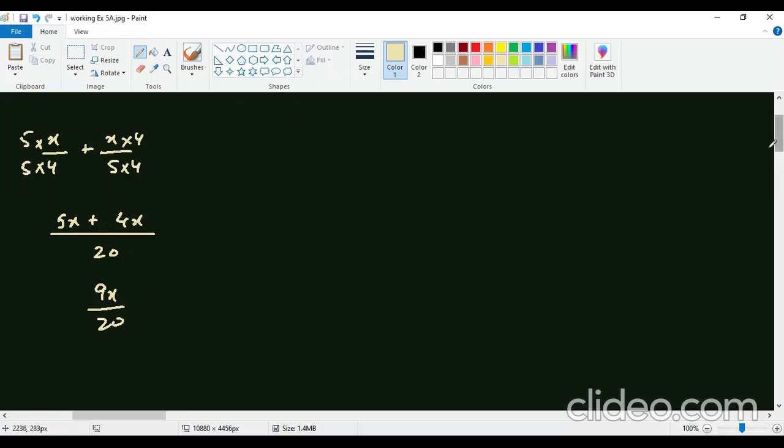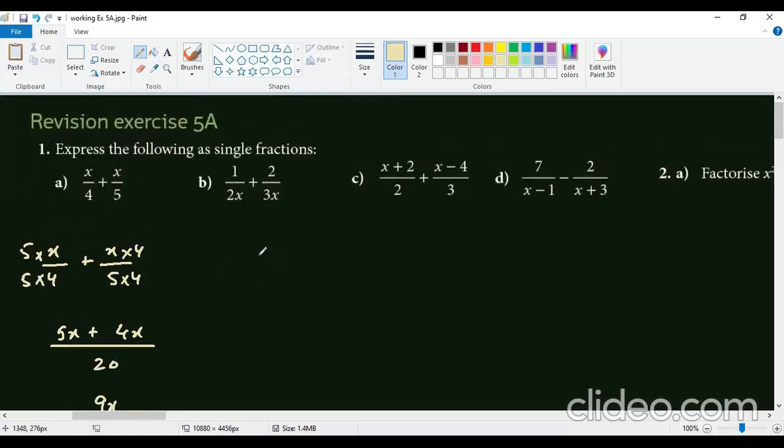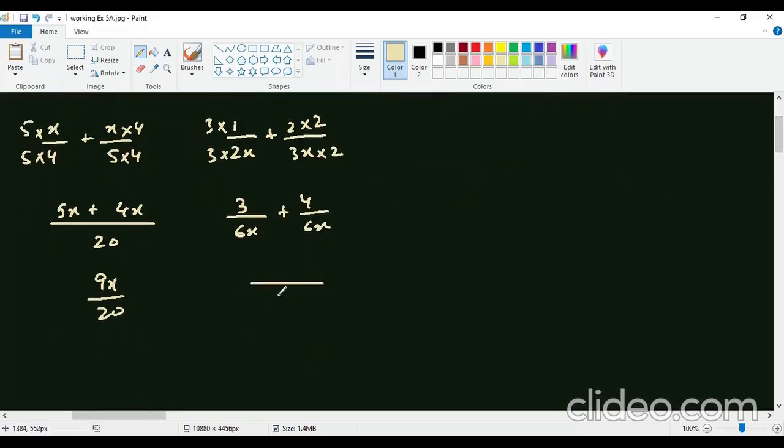Now comes question number B. In here, I am going to write with a little bigger line plus 2 over a little bigger line 3x. I multiply this by 2 and this by 3 to make them equal. I will multiply this by 3 and this by 2. So I will get 3 over 6x plus 4 over 6x. So in this question, your final answer is going to be 3 plus 4, that means 7 over 6x.